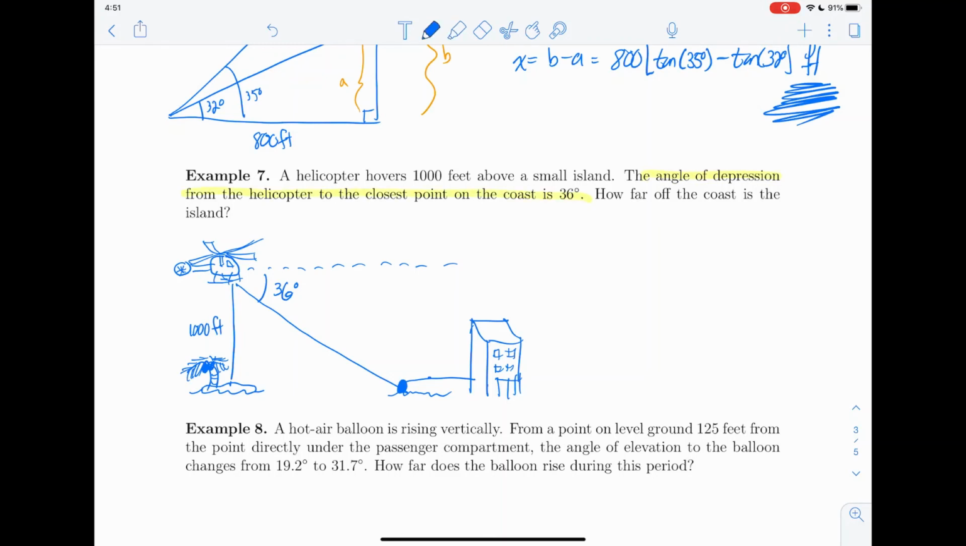And so if we complete the picture by drawing our right triangle here, the question is how far off the coast is the island? That's basically what x is here. The important observation is that you can either deduce that this angle right here is clearly going to be 90 minus 36, or you can remember that the angle of depression and this angle down here at the bottom right are alternate interior angles. So you could remember that that's equal to 36 degrees as well.